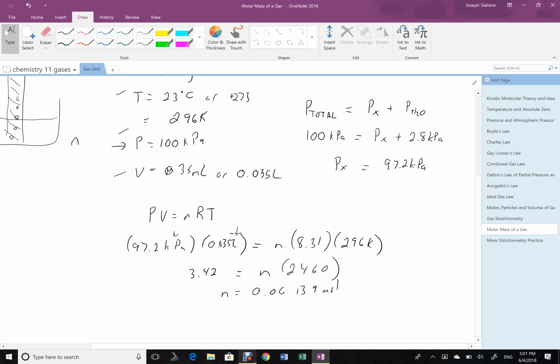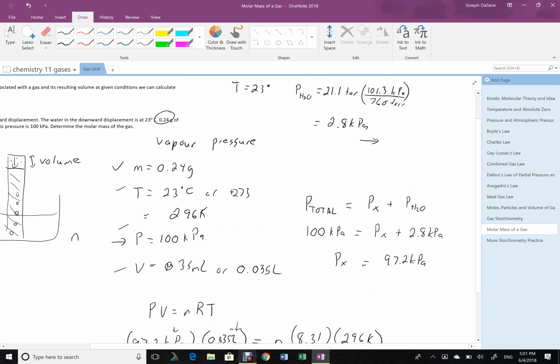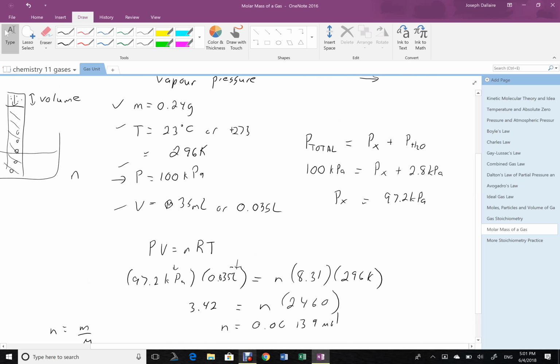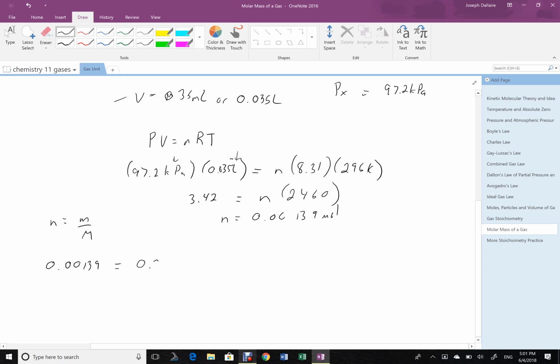Okay, so moles is equal to mass over molar mass. My moles is 0.00139. My mass is given here at 0.24 grams. And so all I'm missing is my molar mass. So molar mass is equal to 0.24 grams divided by 0.00139 moles, which means the molar mass of this particular gas would be 172.6 grams per mole.